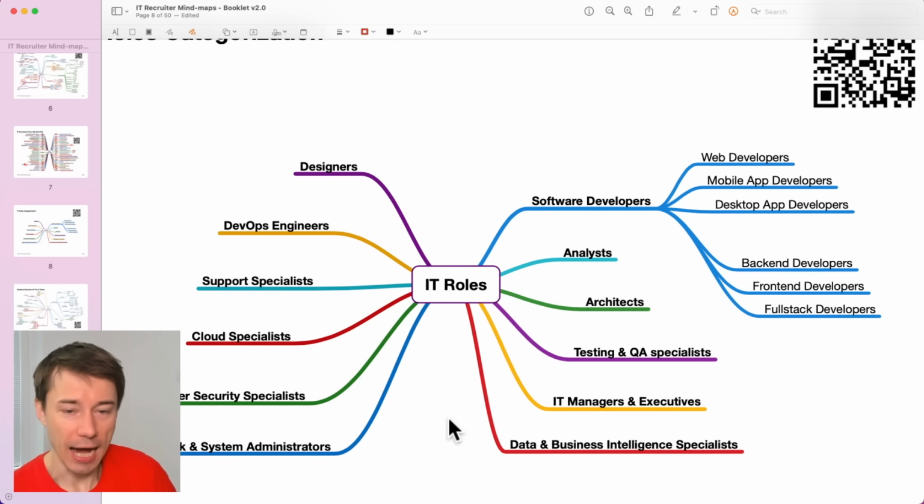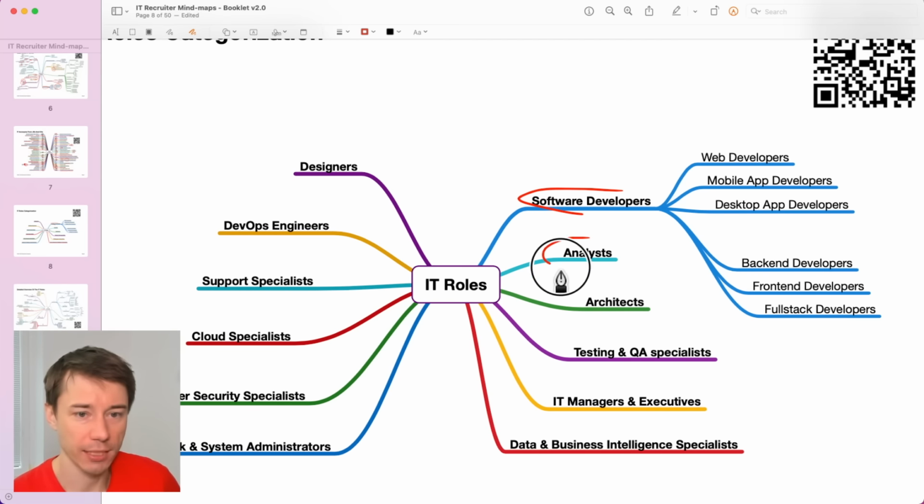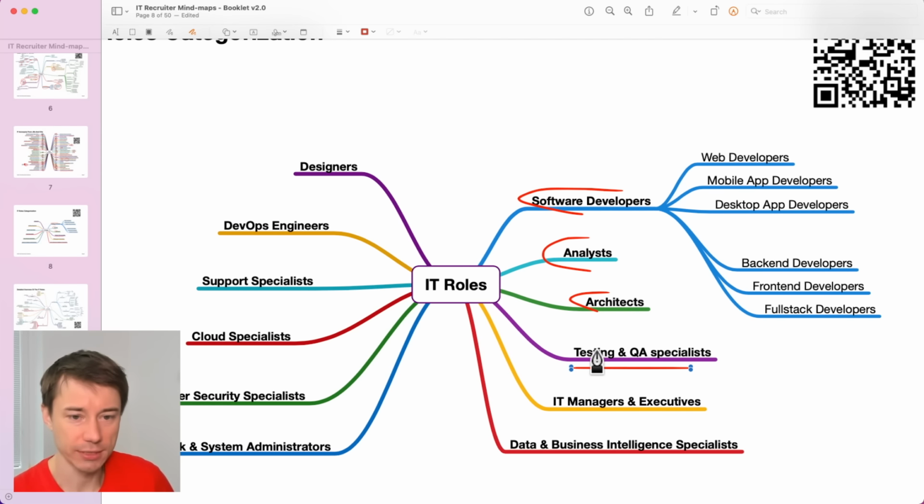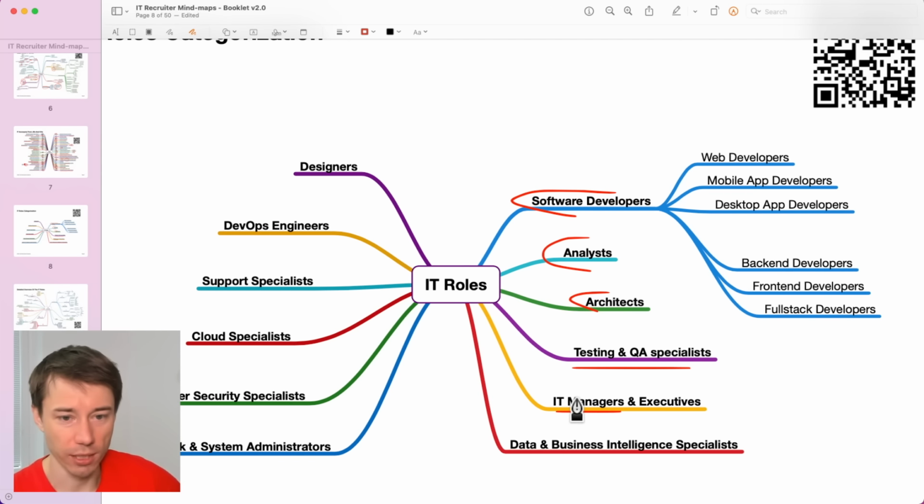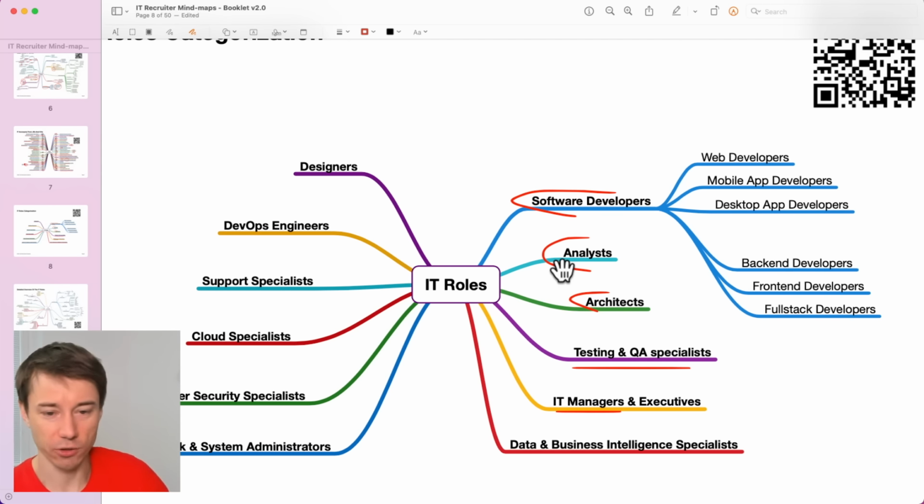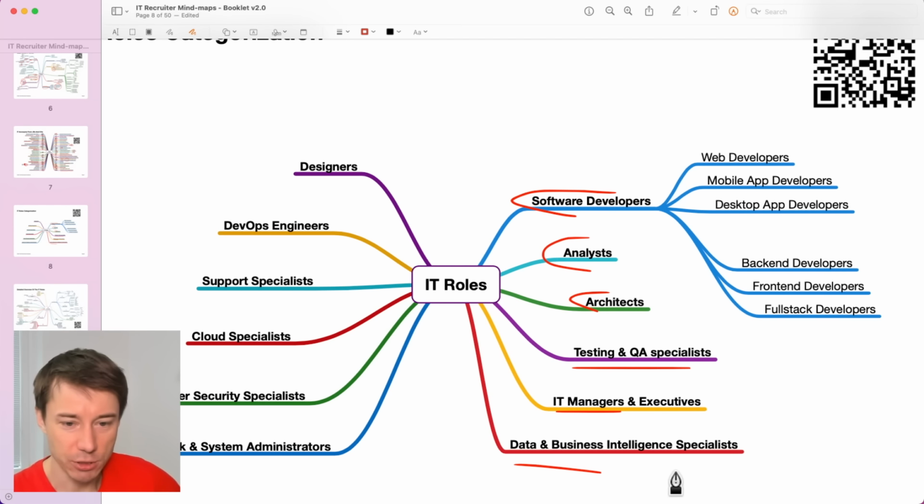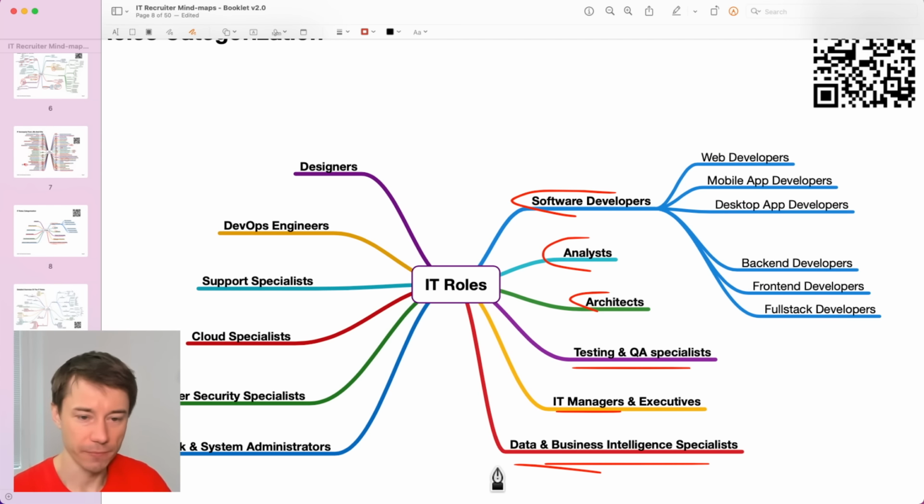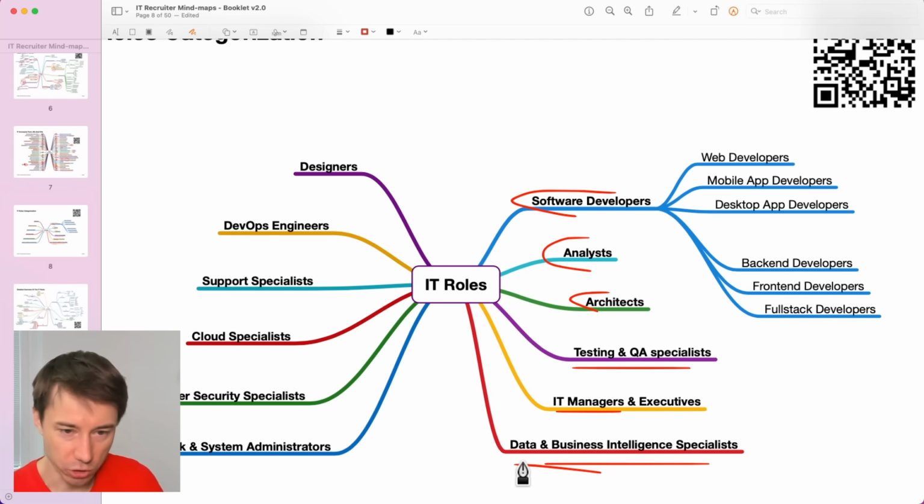So we are looking at the high-level mind map at first. We can see IT roles in a few categories. For example, software developers or analysts, architects, testing and QA specialists. So these are the people who test the functionality that software developers develop. And IT managers, well, someone needs to also manage those developers and other contributors, right? Data and BI specialists also include, for example, data engineers or data analysts. So we will talk about these different roles in a minute.